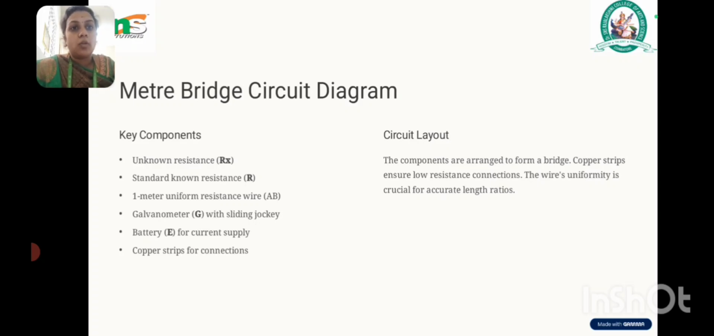So we use two resistances in this meter bridge diagram. Then the circuit layout. The components are arranged in the form of a bridge. Copper strips ensure low resistance connections. The wire being uniform is crucial for accurate length ratios. So we use a 1 meter scale, 100 centimeters.